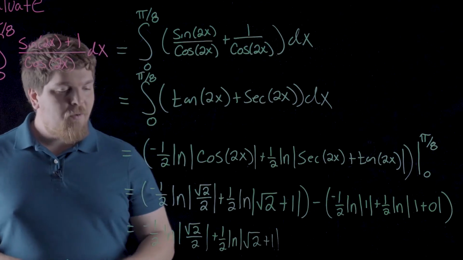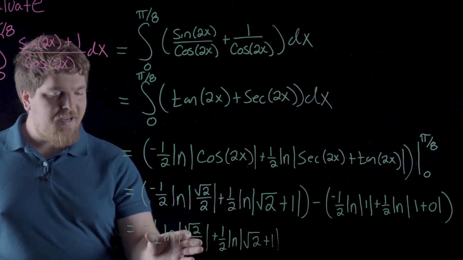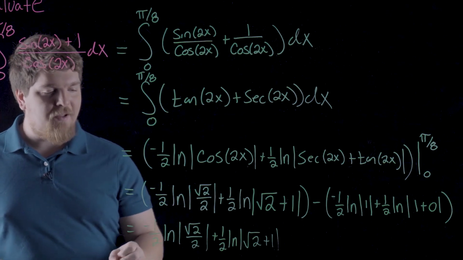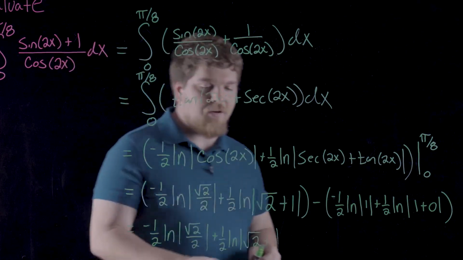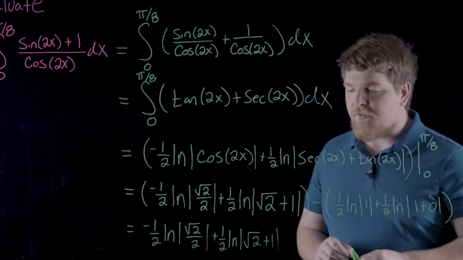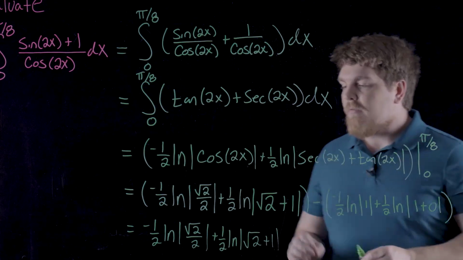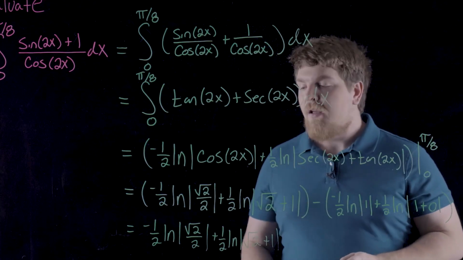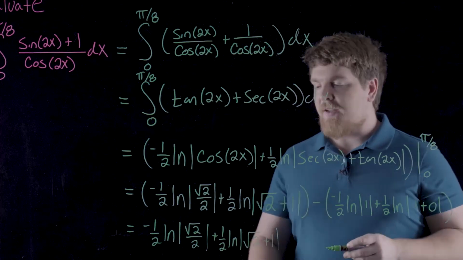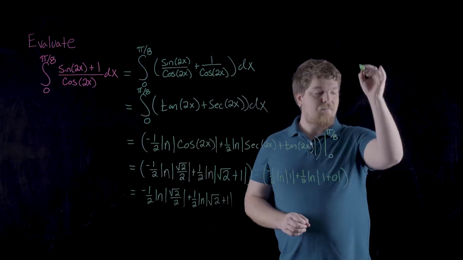So at this point, we can think about our answer as being negative 1/2 times the natural log of the absolute value of the square root of 2 divided by 2, plus 1/2 times the natural log of the absolute value of the square root of 2 plus 1. From here, there are several different ways that we can go about simplifying this result. So let's go ahead and walk through one of the ways in which we can simplify our result.